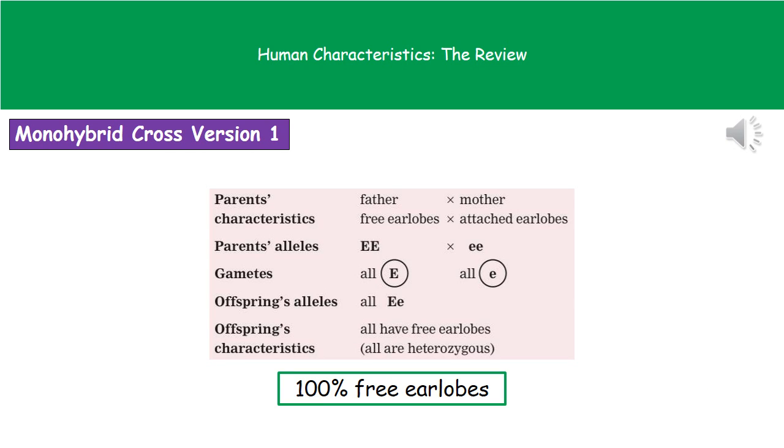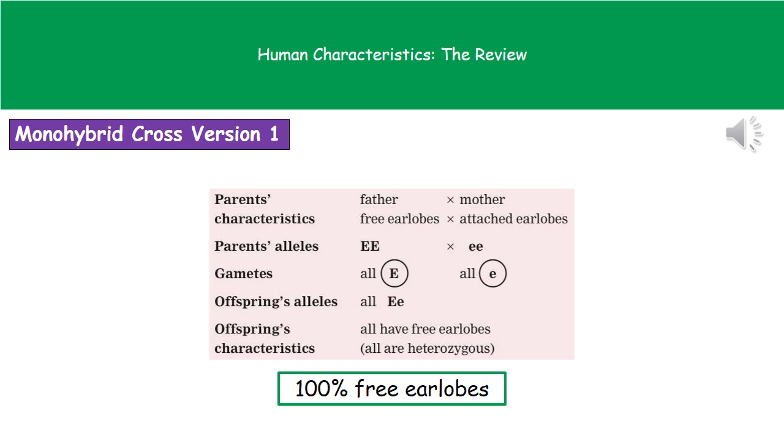There are 2 different ways that we can draw these monohybrid crosses, and the way you do it is completely down to personal choice at the end of the day. Now this one I find is possibly the more complex of the 2 to draw out, but it does set it out in a nice logical way. So we start off by writing down the parent's characteristics. So the father has free earlobes, the mother has the attached earlobes. Then we've got the parent's alleles. So free earlobes is a dominant trait, so they've got 2 capital E's there, and the attached earlobes is the recessive trait with 2 lowercase e's.